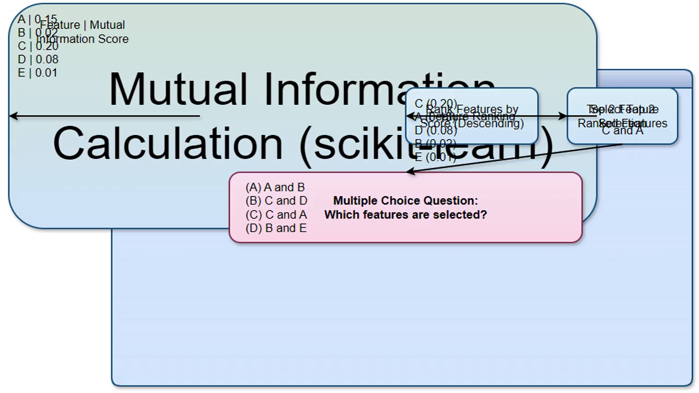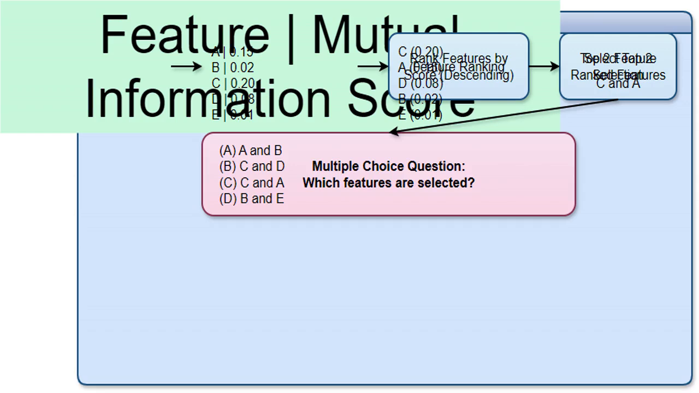Here are the results after running the mutual information calculation. Feature A has a score of 0.15, feature B has 0.02, feature C scores 0.20, feature D scores 0.08, and feature E scores 0.01. These numbers tell me how much information each feature provides about the target variable. I now rank the features in order from highest to lowest mutual information scores. This ranking shows the feature's importance in predicting the target variable, with higher ranked features being more useful.